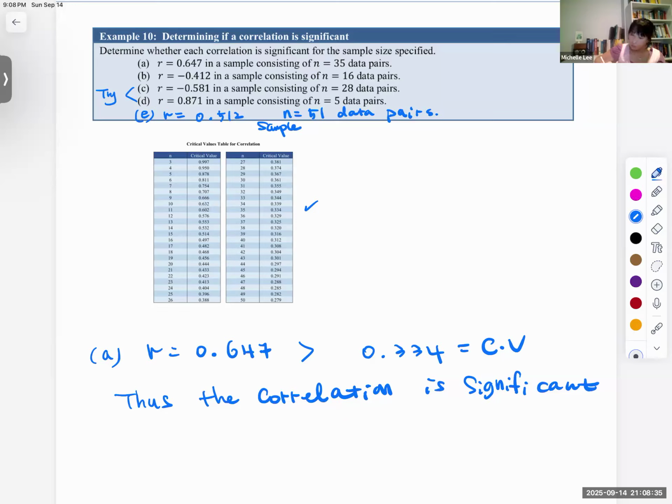Yeah, or statistically significant. Yeah. Okay. Second one.